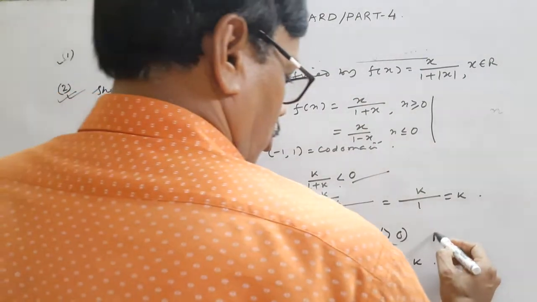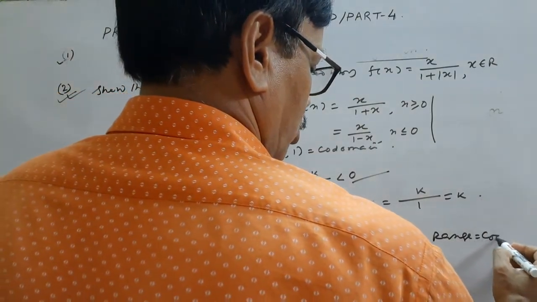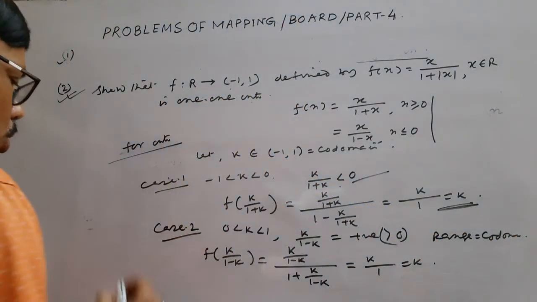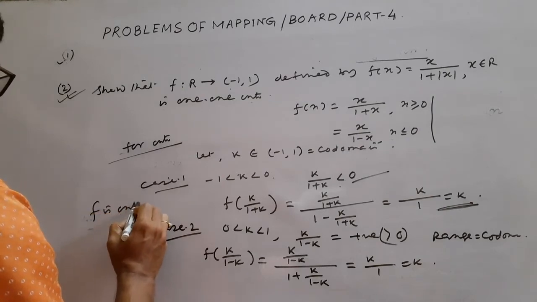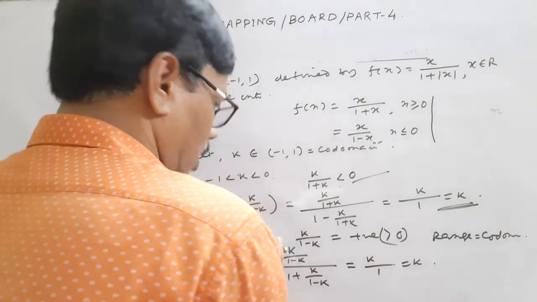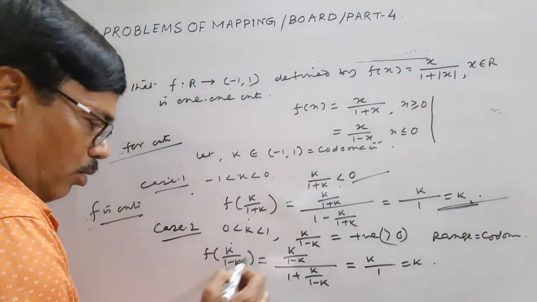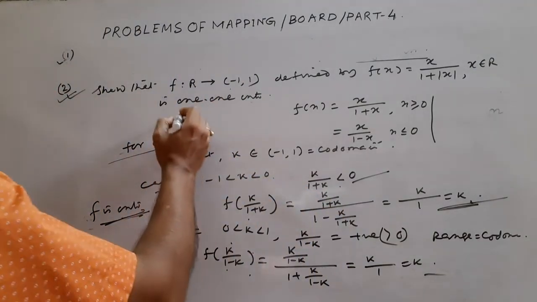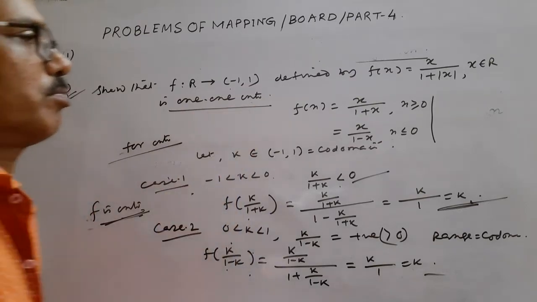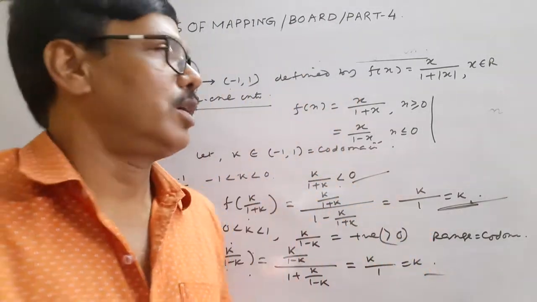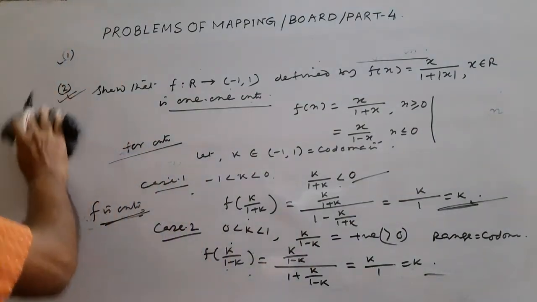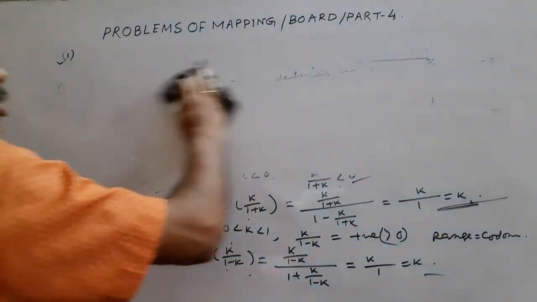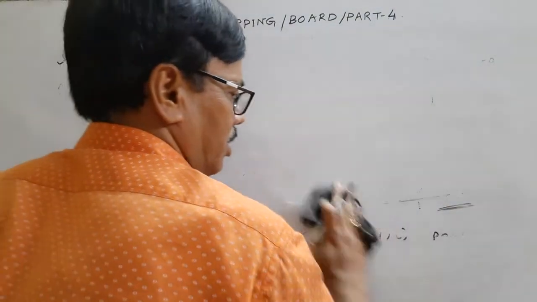So range equals codomain. Here also range equals codomain. In cases 1 and 2, f is onto. In case 1, k/(1+k) gives k. In case 2, k/(1−k) gives k. So range equals codomain, f is onto. Therefore f is one-one and onto, hence bijective. This is not important for the board, so you may omit it, but it is simple.